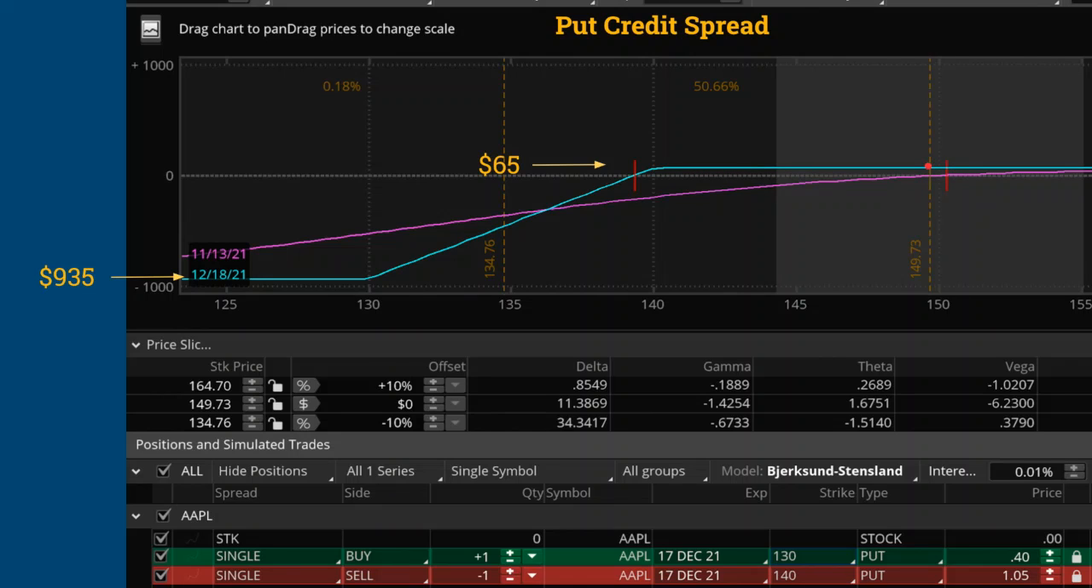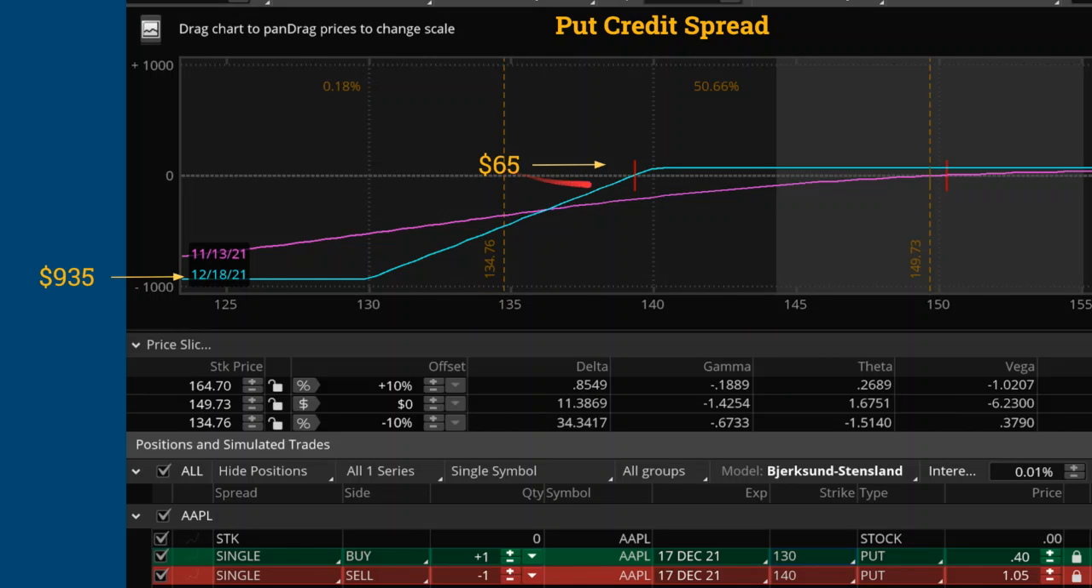So this one has a fairly high probability, or at least a much higher probability of making money, because I can go up to the moon, or I can stay where I'm at, or I can even drop as much as 10 points and still make money. Now, remember I said that the trade-off for high probability is not as good a risk-reward ratio. So here's an example of where I'm risking $935 to make $65.